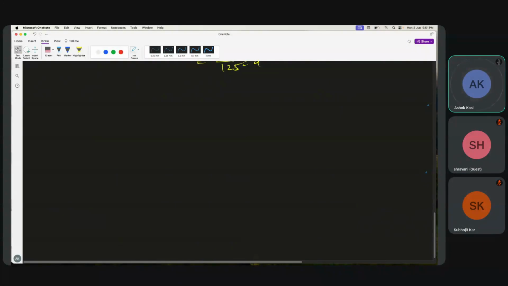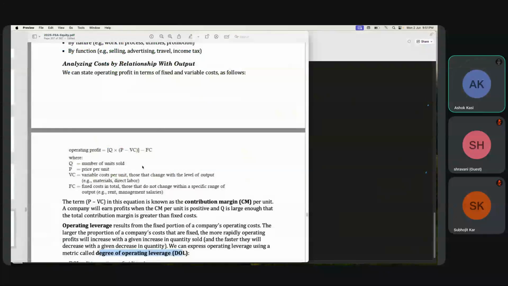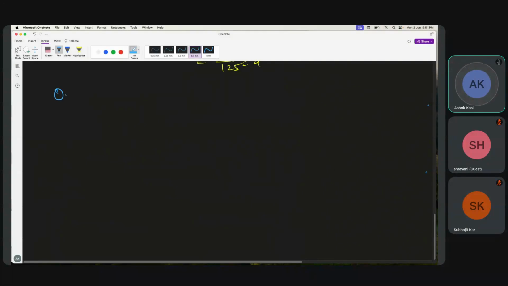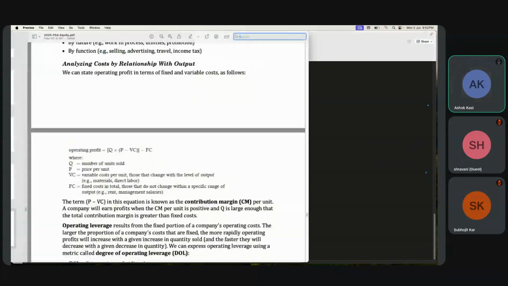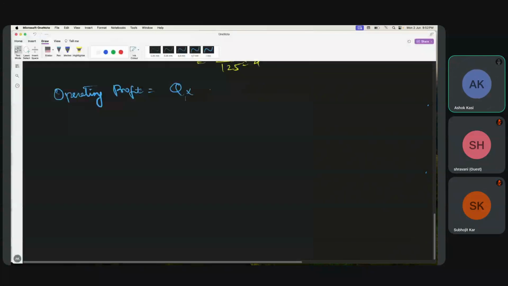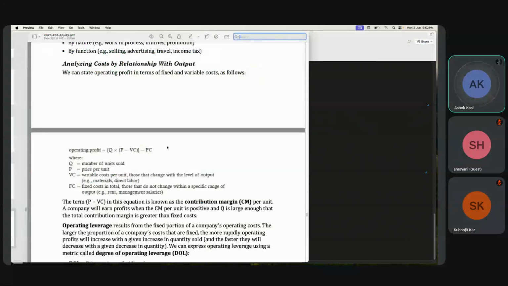Okay. The next one. Now, what is this formula? This is also a similar one. Operating profit means EBIT. Operating profit and EBIT are the same. So here EBIT or operating profit is, they have mentioned, Q into P minus VC, minus fixed cost. This is fixed cost.